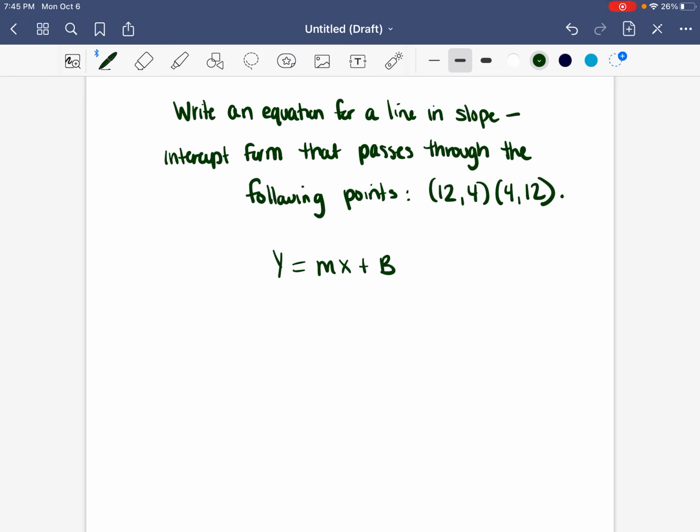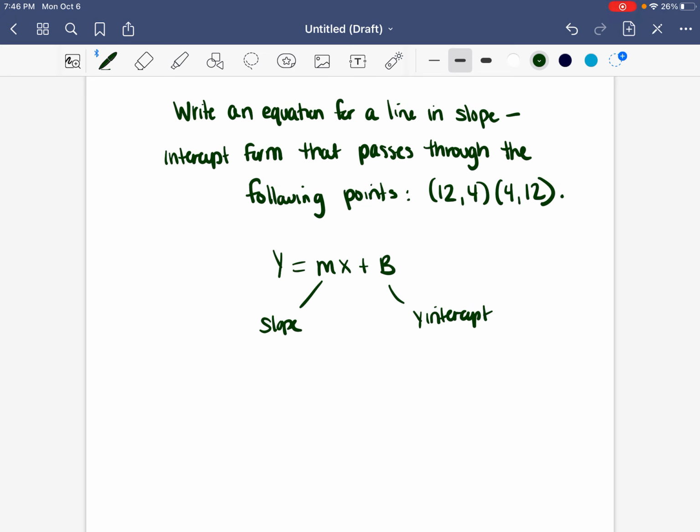In order to write an equation for a line, you need the slope and you need the y-intercept. We're not given either of these in the question. We're only given 2 points. So we need to start figuring out what the slope is or what the y-intercept is. Let's start with the slope.